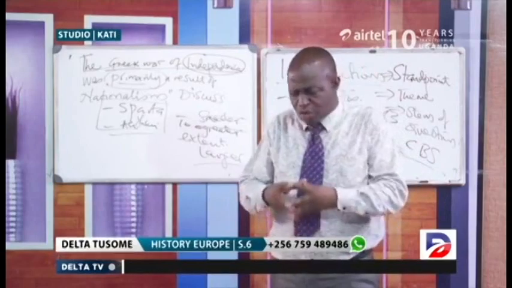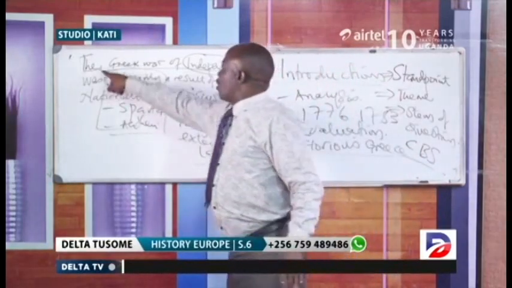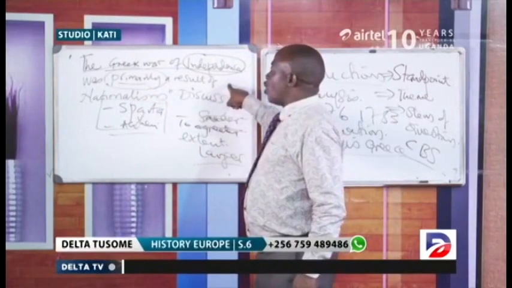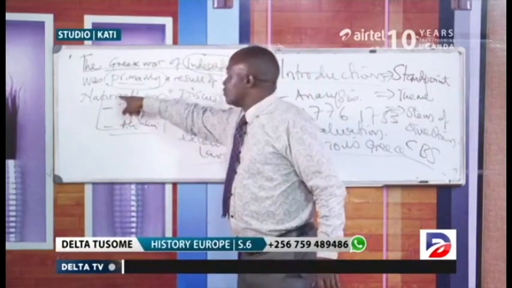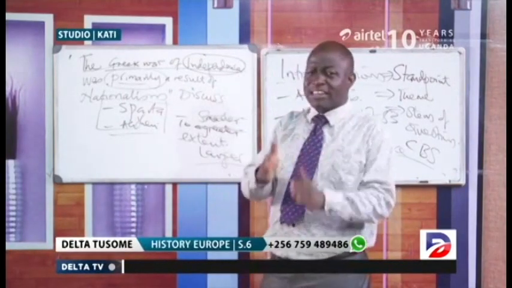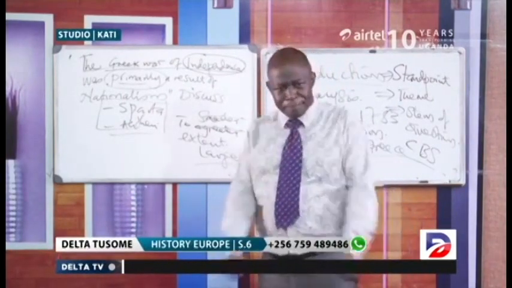So I want to give you another example. In conclusion, to a greater extent, the Greek War of Independence was primarily a result of nationalism, besides other factors. Now, I appear like I've contradicted myself, but it is okay.